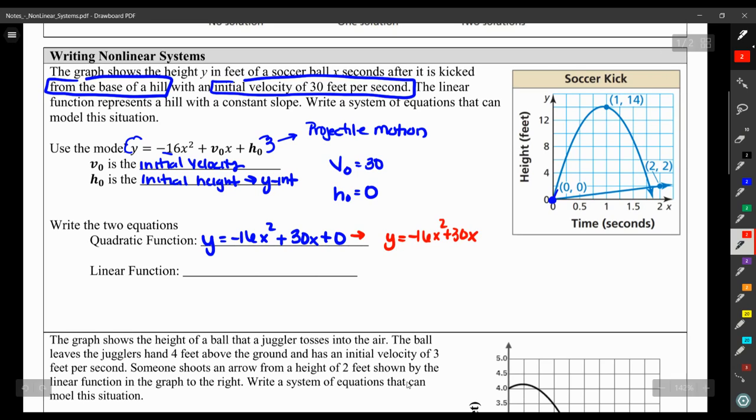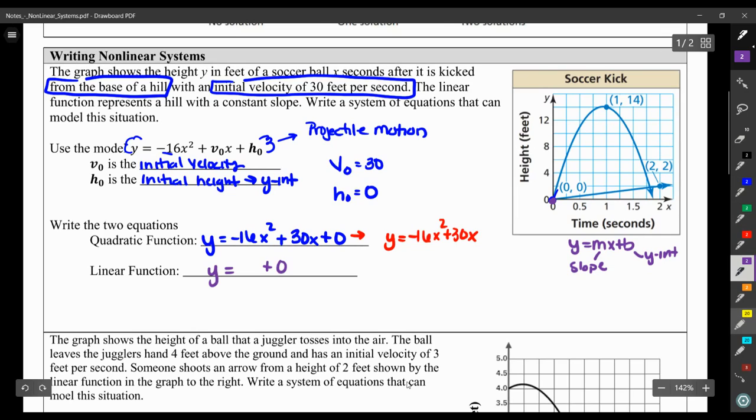Now, for the linear function, we have to remember back to algebra 1. For a line, the easiest way to write it is y equals mx plus b. The b was the y-intercept, and the m was the slope. The y-intercept is simple. It's right here at 0, 0. So we're going to have y equals something x plus 0.